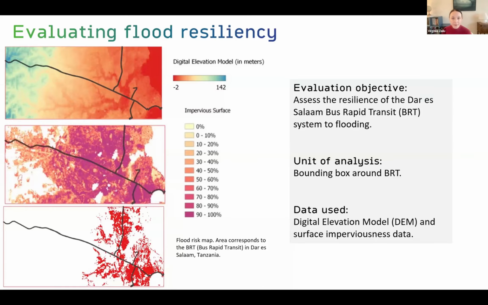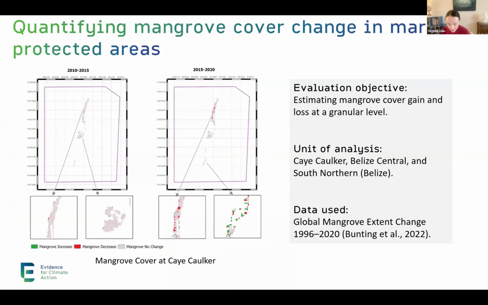So the next example that I wanted to show was focused on mapping mangrove cover change in coastal areas. This was also part of a global evaluation focused on blue economy. This was an application that we did for a case study focused in Belize. Unlike the biodiversity application that we saw earlier, which was focusing on terrestrial protected areas, here we were focusing on marine and coastal protected areas. And we were trying to understand the change in the mangrove population across these areas.